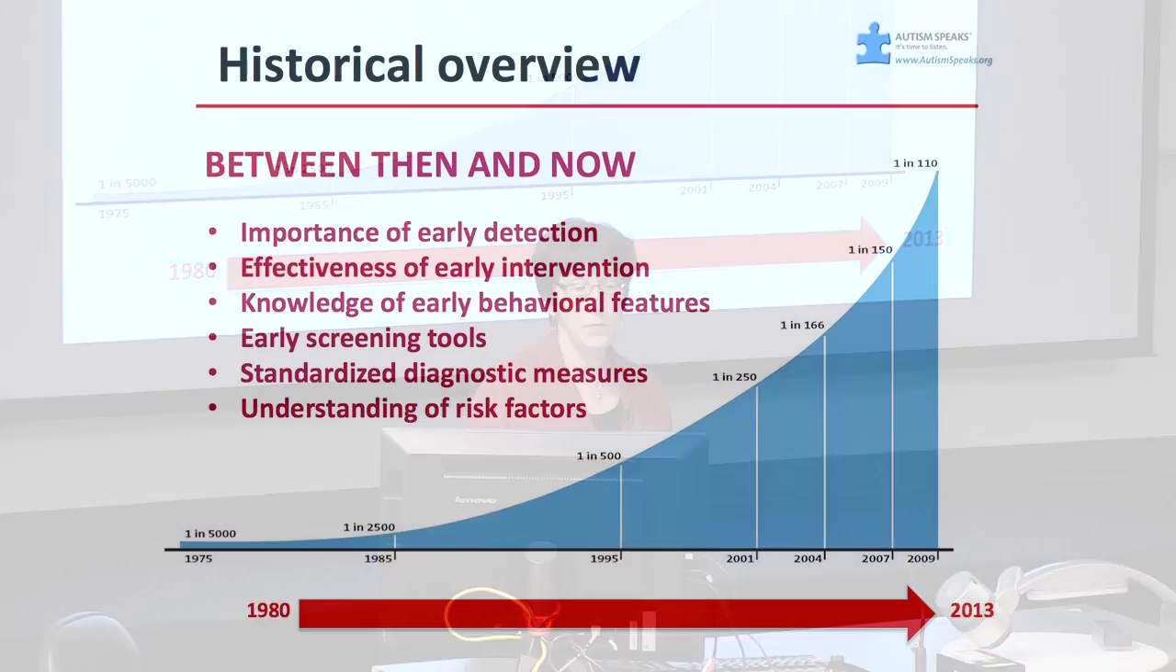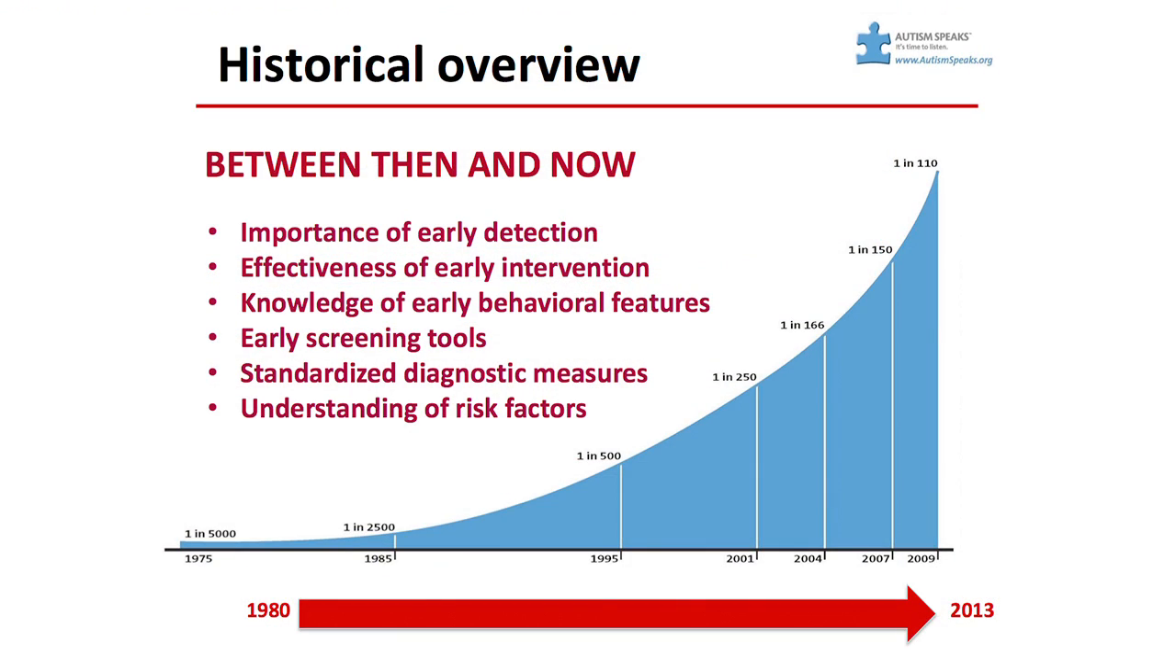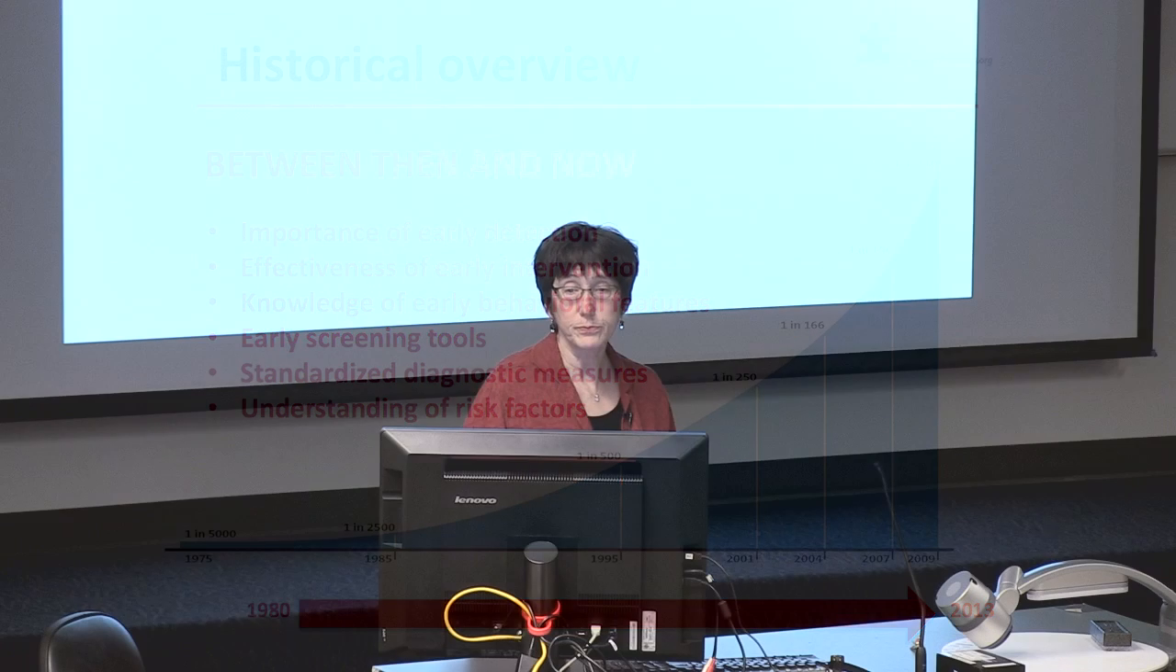Between the 80s and now, there have been lots of really important changes. One is we've recognized the importance of early detection, which I'll talk about. We've realized the effectiveness of early intervention. We know a lot more about the early behavioral features and how to identify these children. There are some screening tools we now have. There are some more standardized diagnostic measures, and we understand more about the risk factors for autism. So I'm going to be talking about these things.